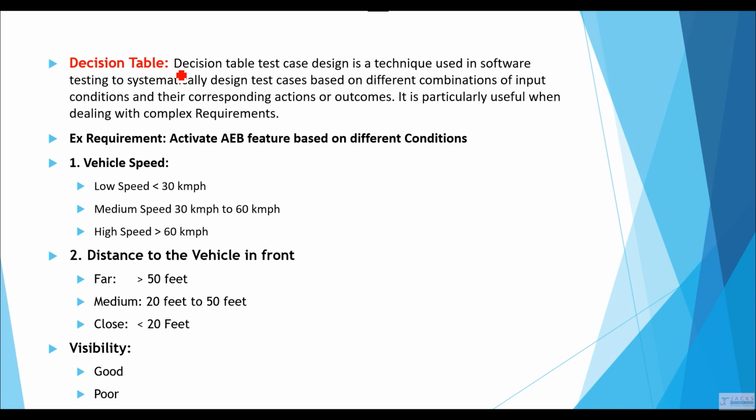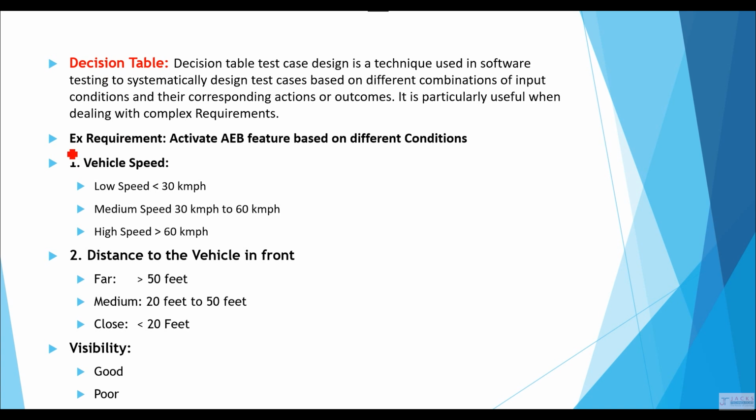Okay. So first we'll see: decision table test case design is a technique used in software testing to systematically design the test cases based on the different combinations of input conditions and their corresponding actions or outcomes. It is particularly useful when dealing with complex requirements. You need to design the test cases based on the different combinations of input. If you have a large number of input combinations, and based on those inputs you have to do one functionality, then you have to choose the decision table test case design technique.